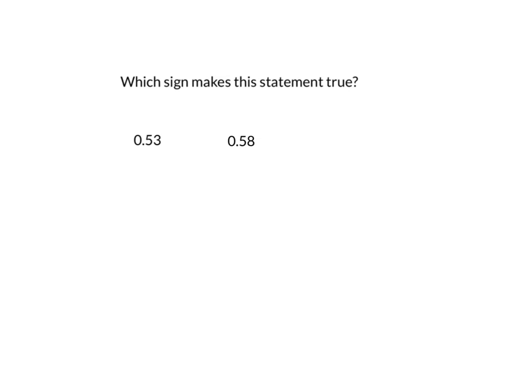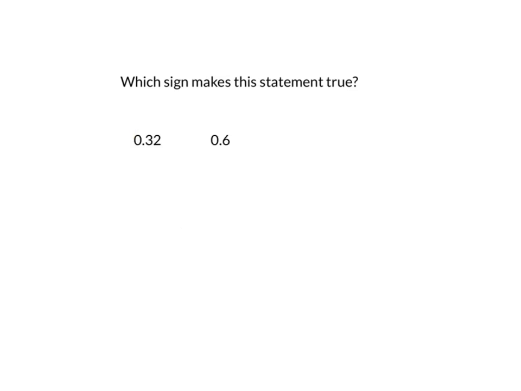Here we're going to compare 0.53 with 0.58. The first thing I do is look to the ones section, and I can see that I have 0 in both my numbers. When I move to the tenths, I have 5 in both. So now I need to move to the hundredths. I can see that I have 3 in this one and 8 in 0.58, which would mean that the 8 is larger than the 3, making 0.58 the greater number.